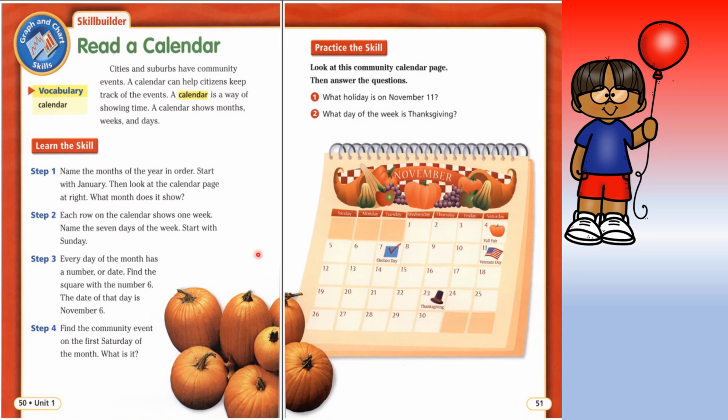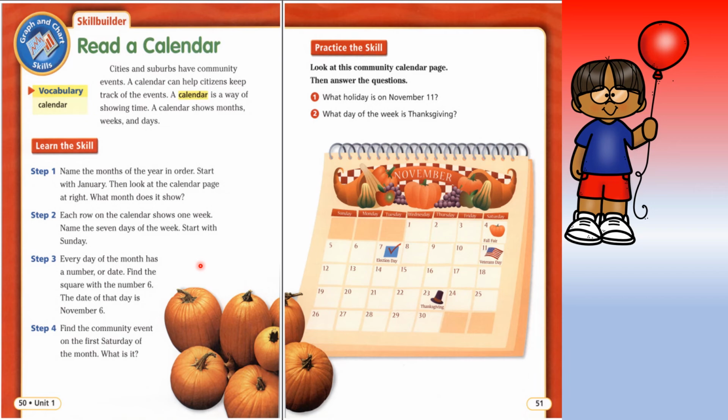Each row of the calendar shows 1 week. Name the 7 days of the week, start with Sunday. So each row is a week. Okay, let's start and name the days of the week. Sunday, Monday, Tuesday, Wednesday, Thursday, Friday, Saturday.